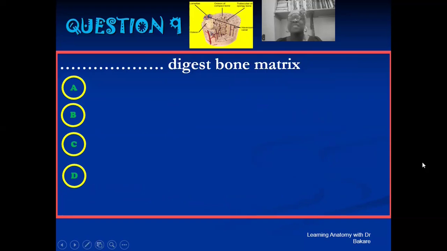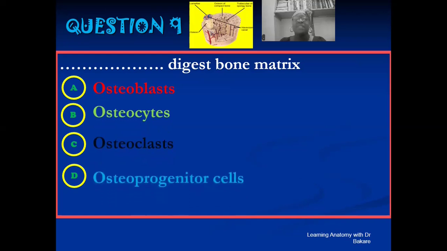So now let's go to the ninth question. This reads: dash digest the bone matrix. Is it the osteoblasts? Is it the osteocytes? Is it the osteoclasts? Or is it the osteoprogenitor cells? Out of all these bone cells, the one that is responsible for digesting bone matrix is the osteoclasts. The osteoclasts are seen to be responsible for this action. And this is where they are seen at bone repair or remodeling sites.